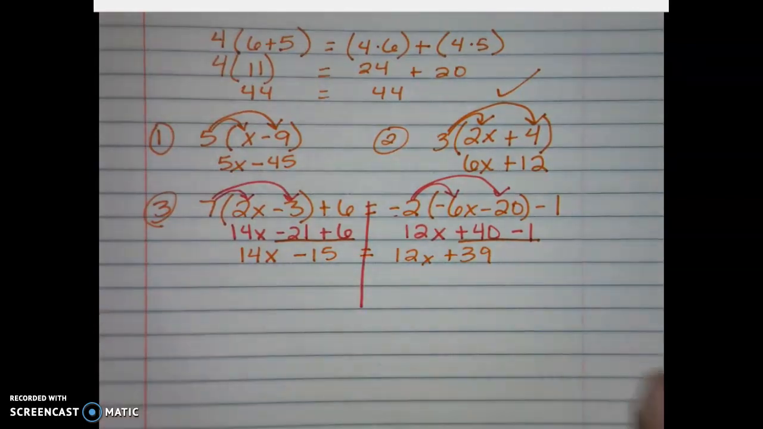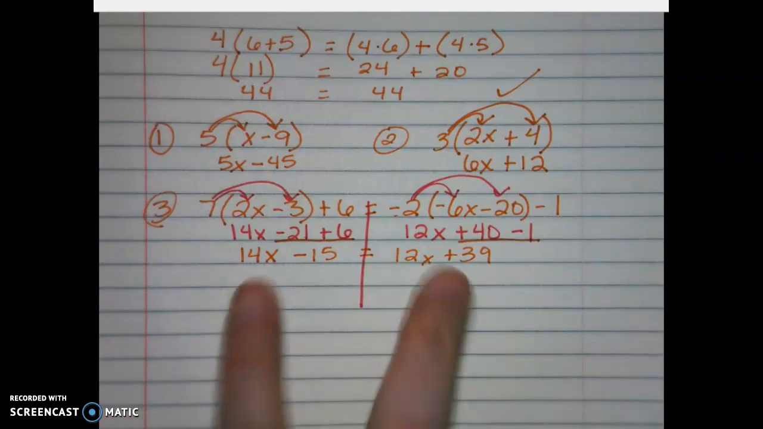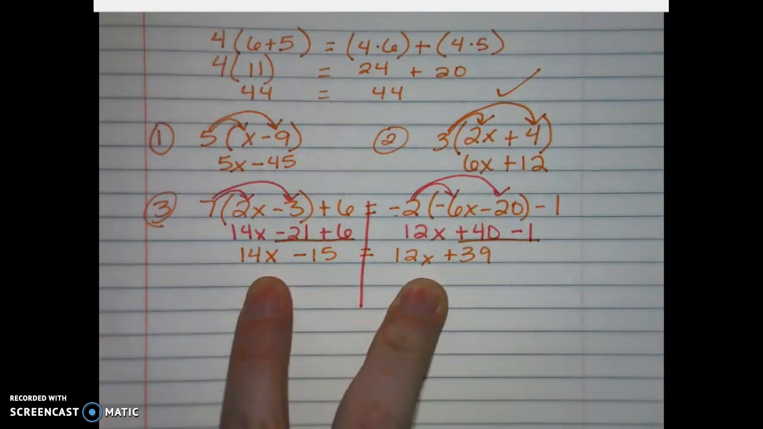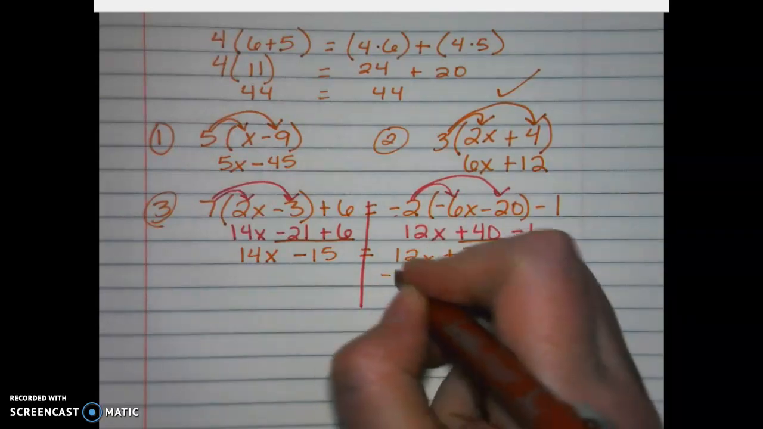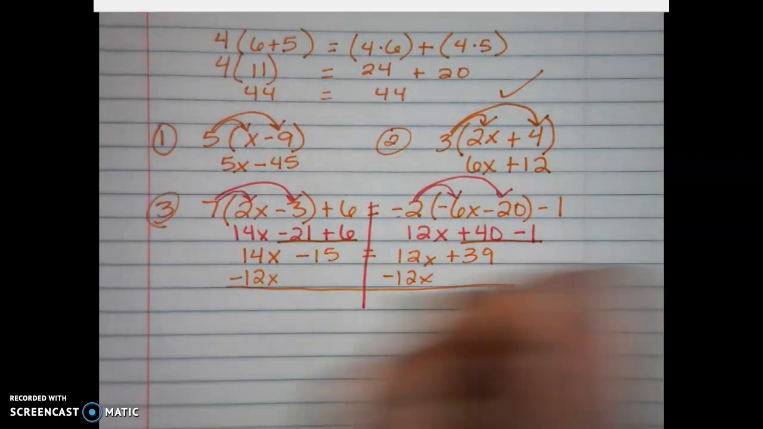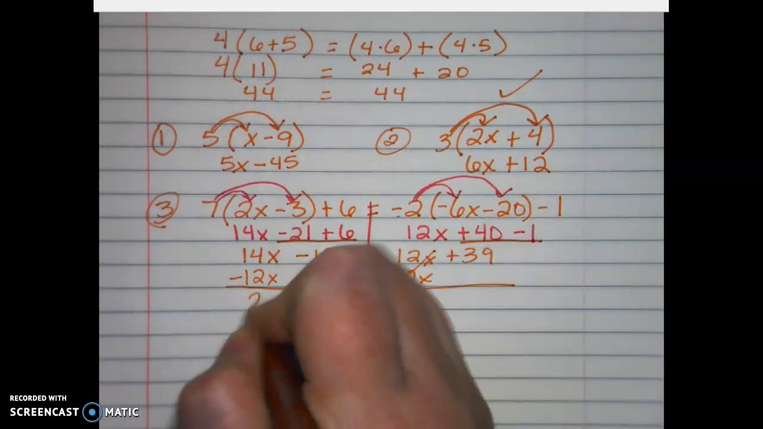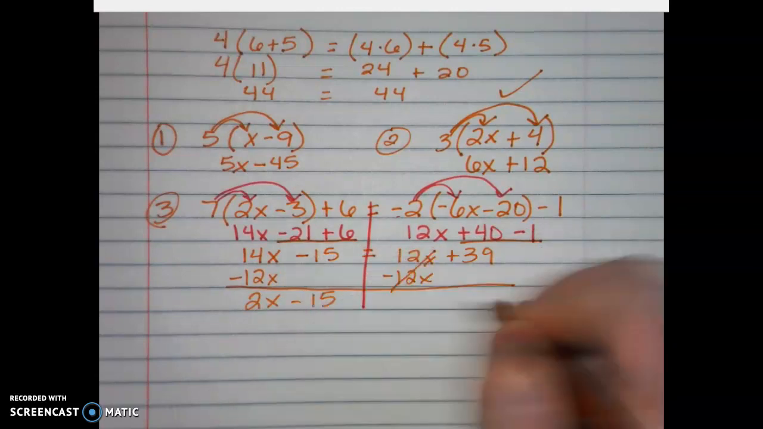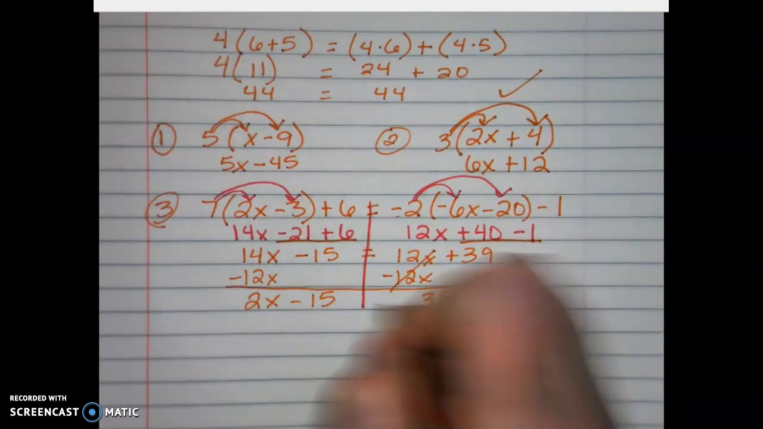Now at this point I just go back to the previous page and start doing my steps. I'm going to move the variable to the same side. Which variable do you think I'm going to move? Well, I hope you said the 12x because that would make you right, because it's the smaller one. So that goes to 0. This gives me 2x minus 15 and 39 over here.